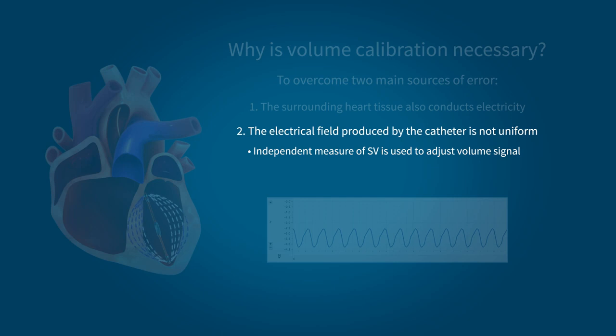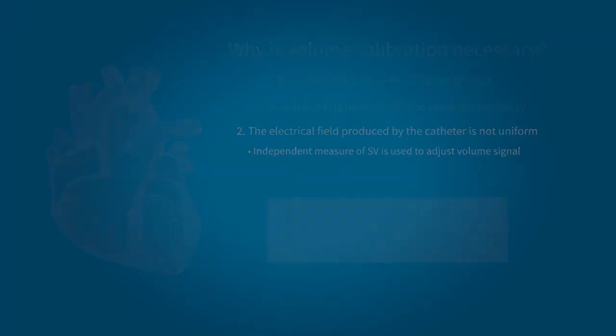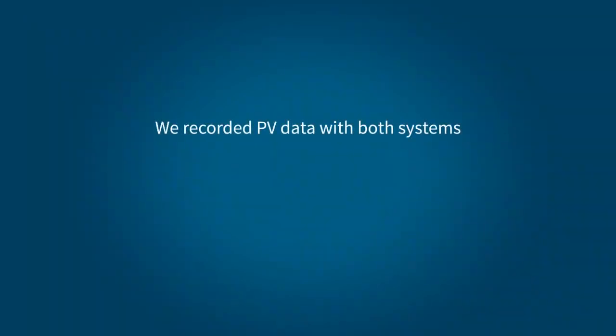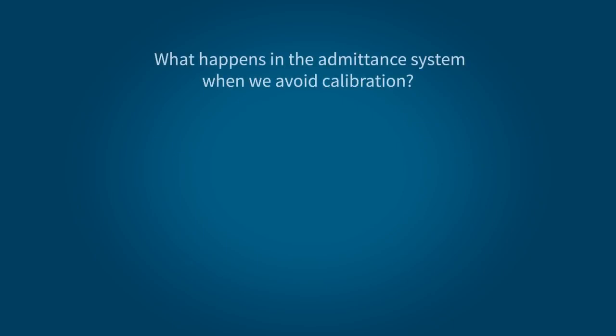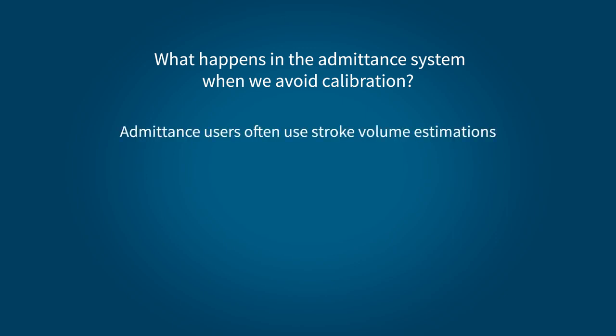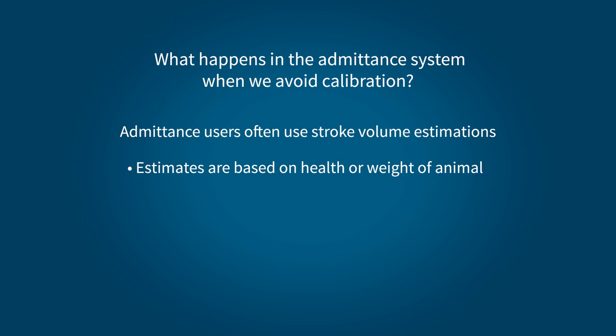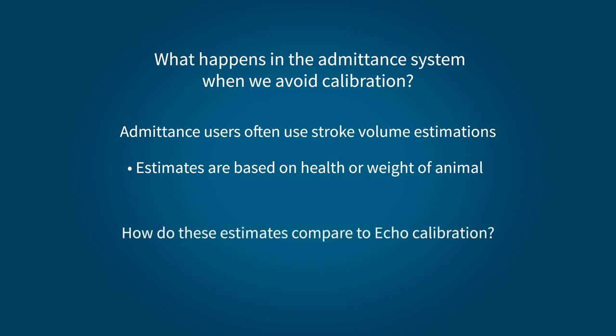Let's look at how failing to do this final calibration step affects a commonly reported cardiac measure, stroke volume. We recorded PV data for both admittance and conductance systems from the same 5 healthy rats and analyzed the resulting data. First, let's look at what happens with the admittance system when estimated values are used instead of calibrating. Admittance users often use the stroke volume estimations that are provided with the admittance system. These estimates are based on the health, or in some cases, the weight of the animal. In this example, we compared these suggested estimations to an ideally calibrated admittance system using echo.